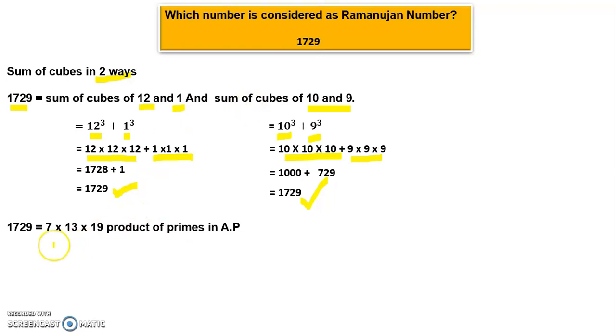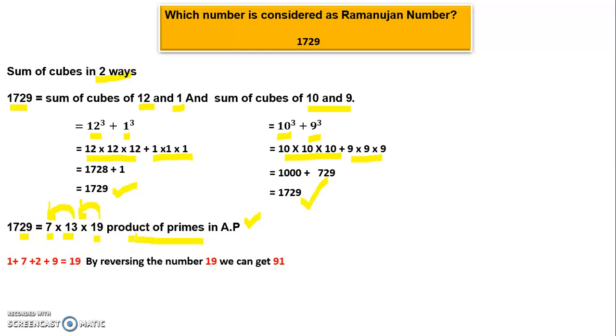Next importance, 1729 is the product of primes 7, 13 and 19 in AP. AP is nothing but arithmetic progression. That means the difference of these two numbers is equal to the difference of these two numbers. That is 13 minus 7 is 6, as well as 19 minus 13 is also 6. So if you multiply these three, you can get 1729. That is another specialty.